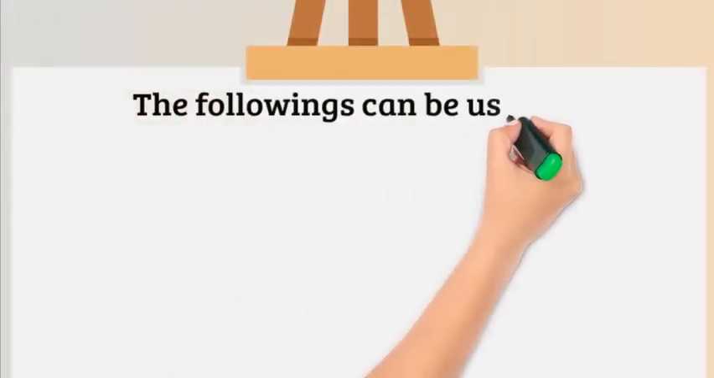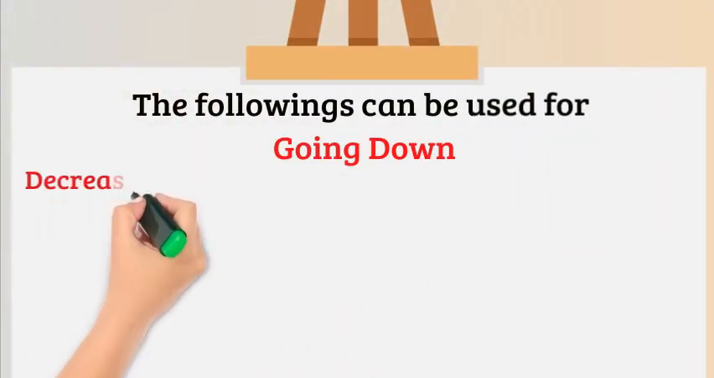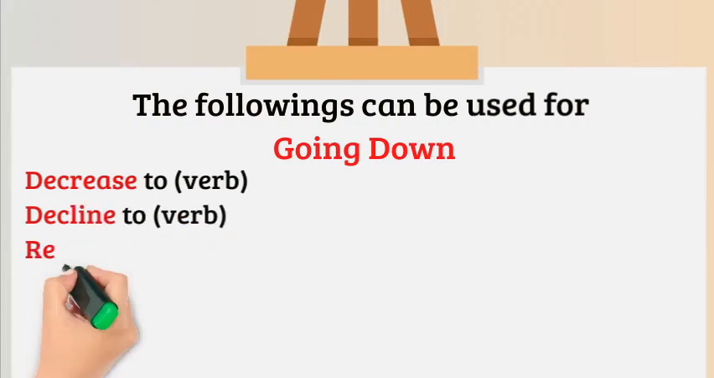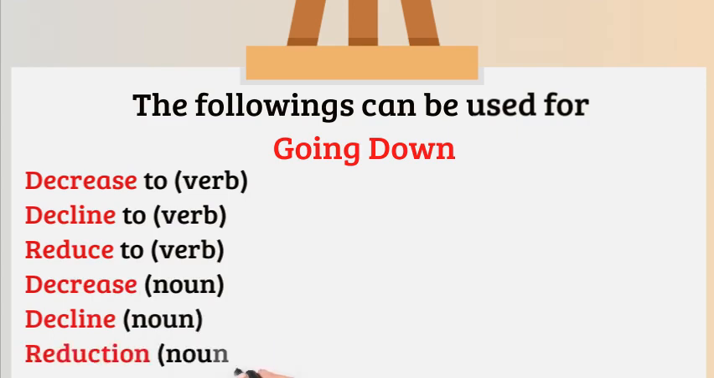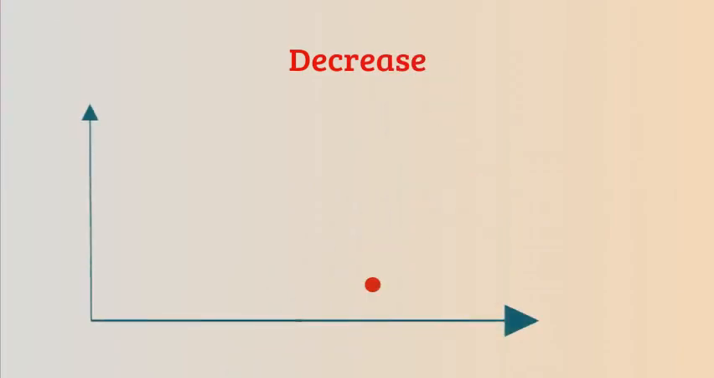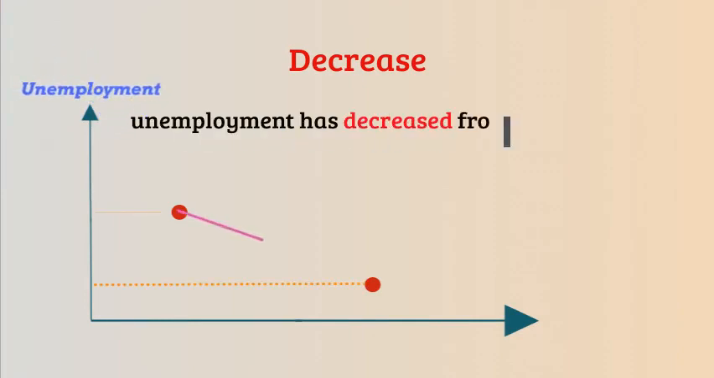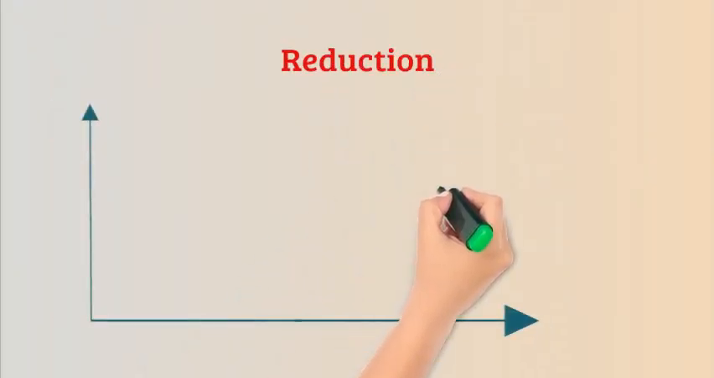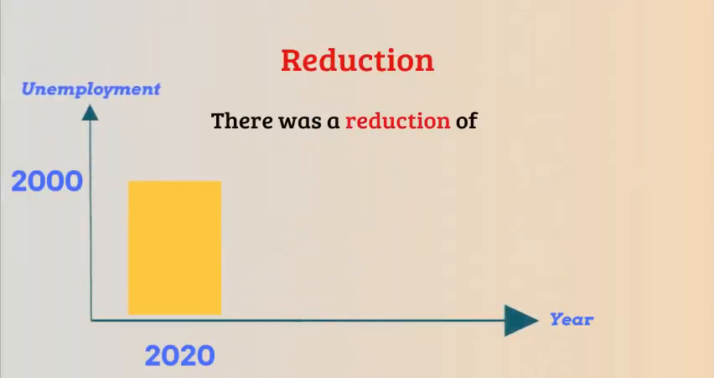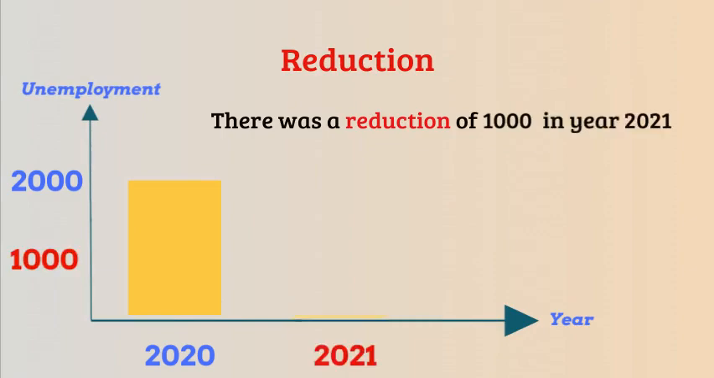The followings can be used for going down: decrease to, decline to, reduce to. Decrease as a noun, decline as a noun, reduction as a noun. Decrease. Unemployment has decreased from 2,000 in year 2020 to 1,000 in year 2021. Reduction. There was a reduction of 1,000 in year 2021.